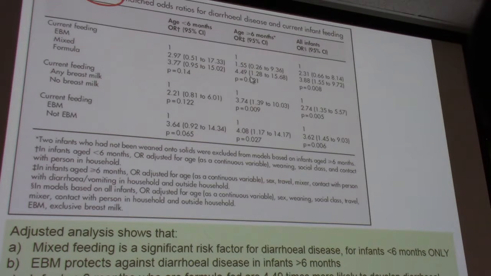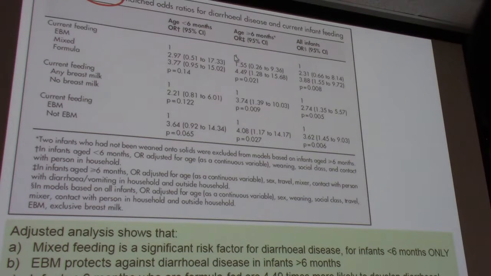And then C, sorry, that was C. EBM protects against diarrheal disease in infants greater than 6 months. Wow. I know which way. I don't understand. That's the one I know. I don't understand B.